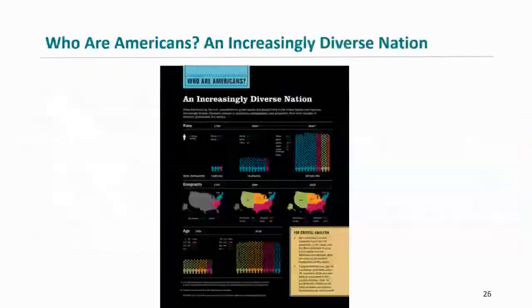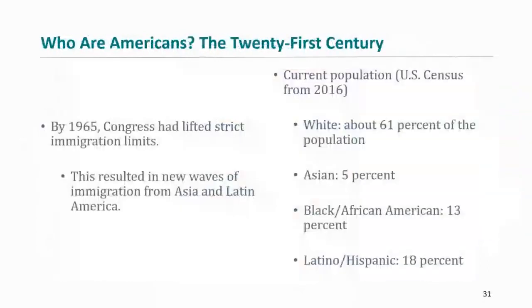So anyway, let's scroll over really quickly. There are some good stats there, which you all can look at later on. By 1965, Congress had lifted strict immigration limits. This resulted in new waves of immigration from Asia and Latin America. So this is where most of the immigration now comes from. It's not the way it was back at the turn of the 20th century, with a lot of immigrants coming over from Europe.